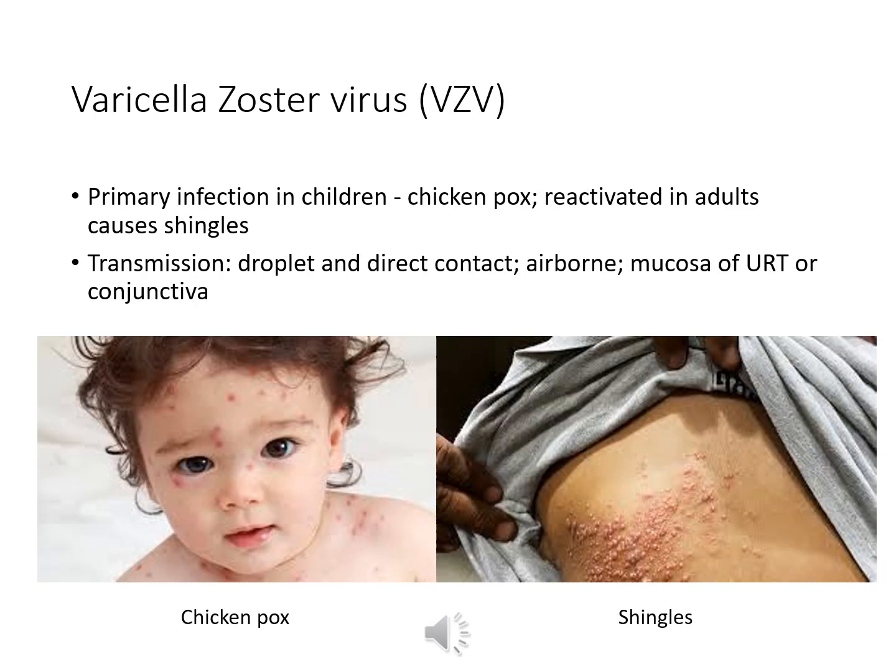Varicella-zoster virus. This is the virus that causes chickenpox in children. And if that virus remains latent for years and is then reactivated in an adult, it can cause shingles. Transmission is by droplet or direct contact, airborne or through the mucosa of the upper respiratory tract or conjunctiva. Now we have vaccines, a varicella vaccine series that children get. And then there's also a shingles vaccine for adults now as well.